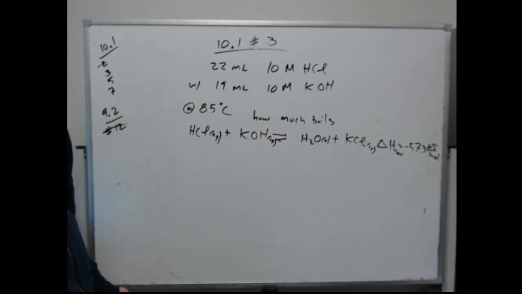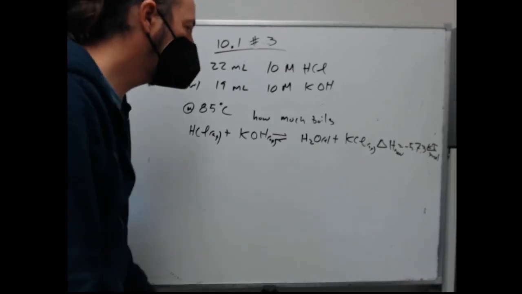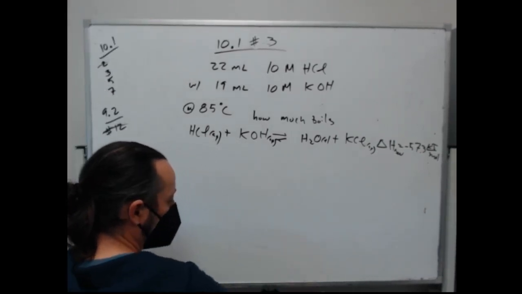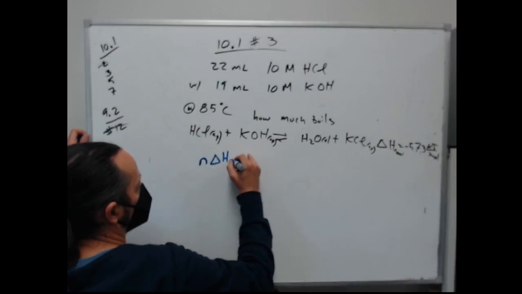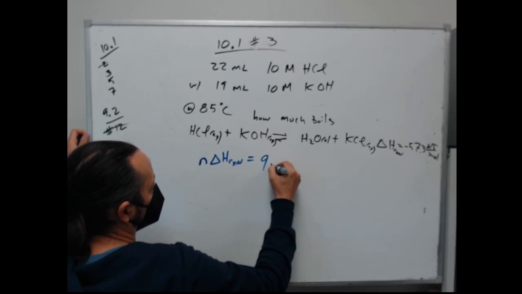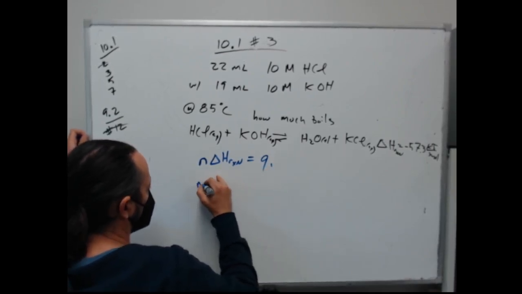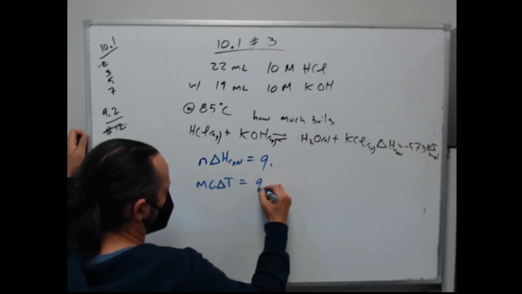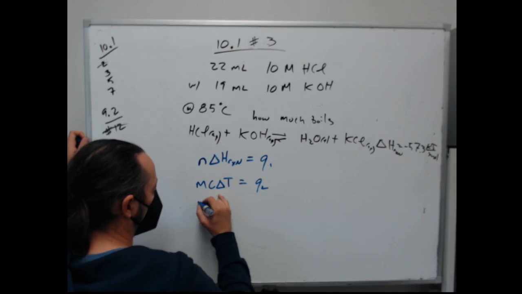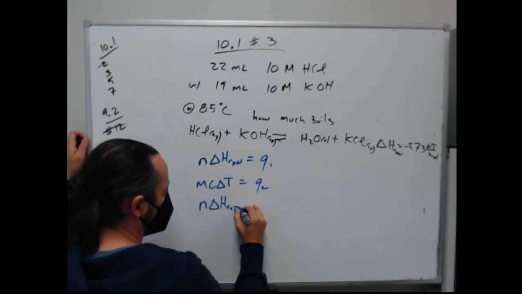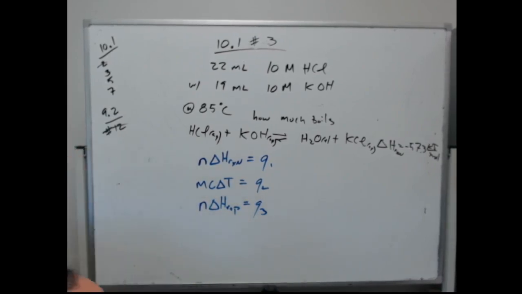What are we going to do? Calculate the Q. What are the equations we're going to use to calculate the Q? Like Q equals N times delta H. Oh wait, because it's water, we also use MC delta T because you get to 100 degrees. And one other thing: delta H of vaporization.